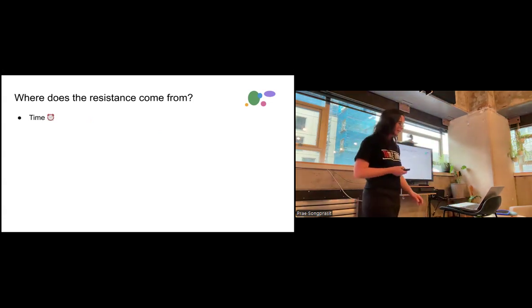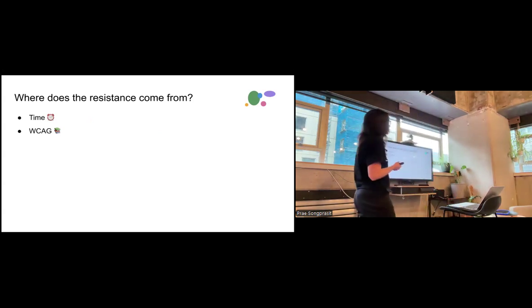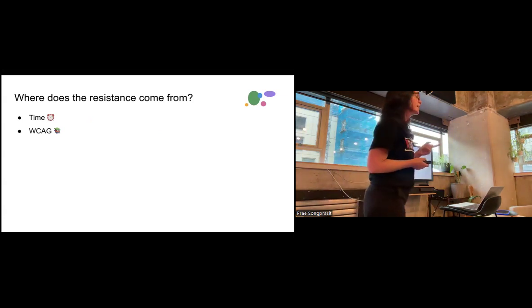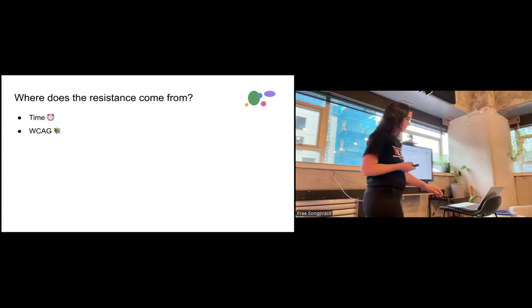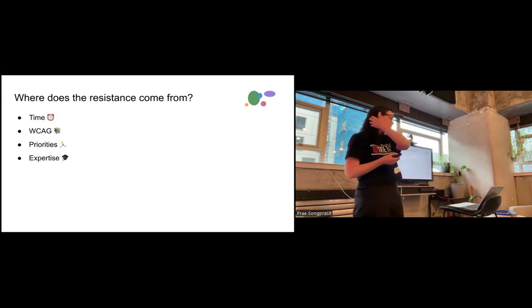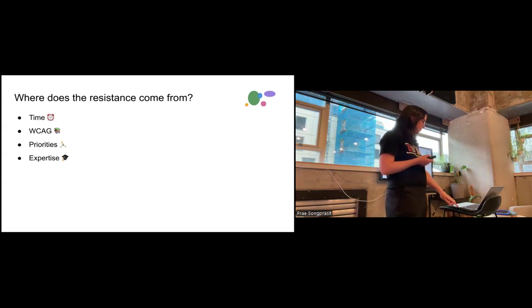So we're always running out of time. We never have enough time to do things. WCAG, if anyone's ever had a quick look at WCAG, you would probably have run away screaming, because it's huge. It's a huge tome, and that can be a huge hurdle. Shifting priorities, a lack of expertise: while we're passionate about it, we're not experts, we're not auditors.